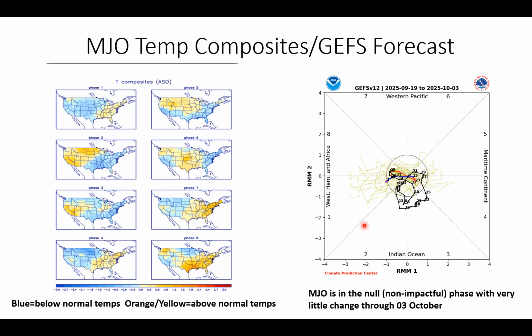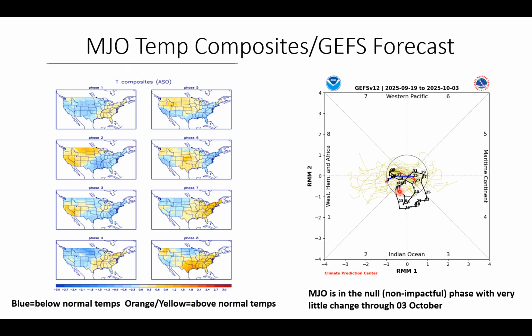So what's going on over here on the right-hand side, the latest model forecast for the MJO, starting with the JEFS V12. This runs from 19 September to the 3rd of October. You'll notice these yellow lines represent varying degrees within the ensemble forecasting system, various possibilities. These yellow lines represent those.